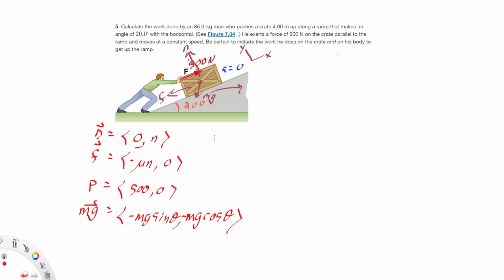So we're told that there's a constant speed. So the sum of forces in the y direction has got to be 0. And those forces are n minus mg cosine theta, which means that n has got to be equal to mg cosine theta. And we can just get a number for that. Well, actually, we can't. We don't know the mass of the crate, do we?